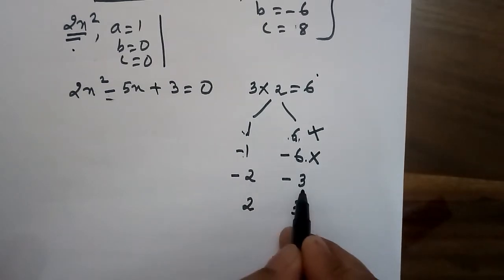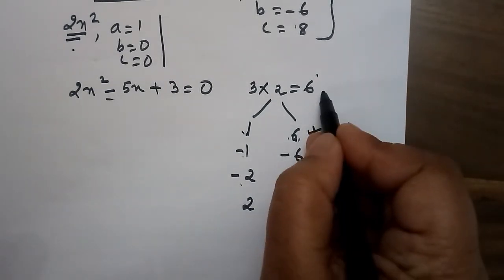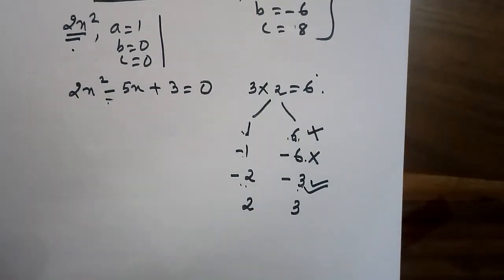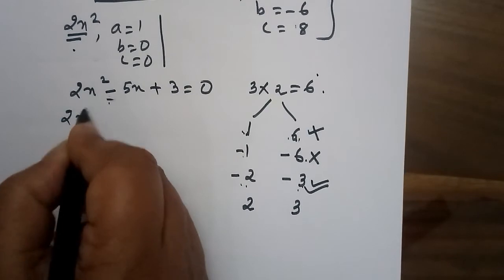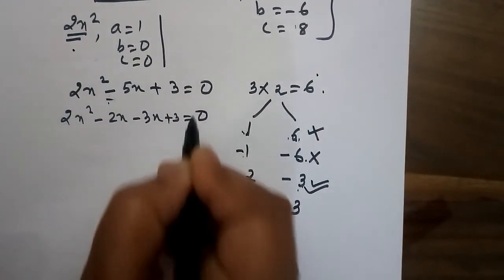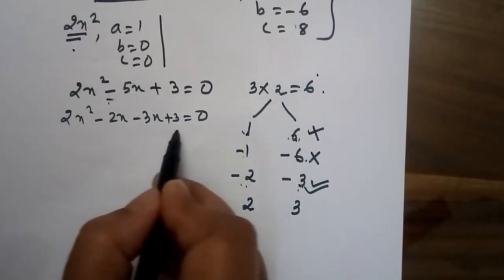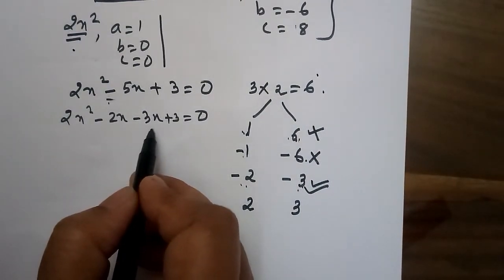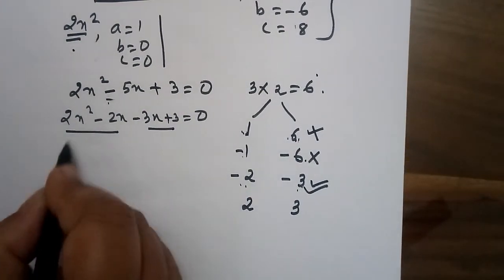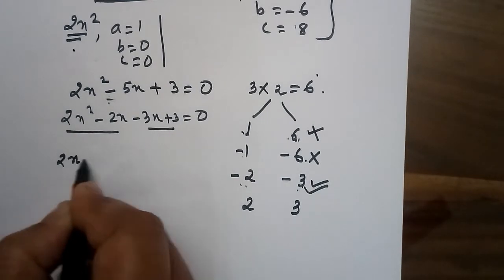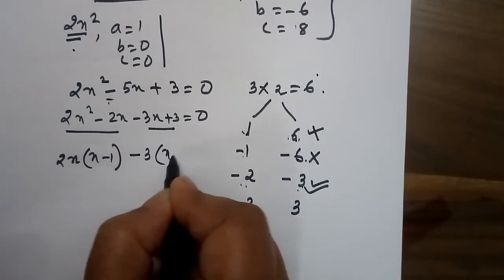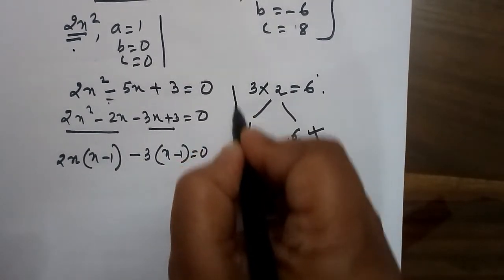Next I come to minus 2 and minus 3. I multiply them, I get plus 6. I add them, I get minus 5. So this is my required answer. So I write it over here, 2x square minus 2x minus 3x plus 3 equal to 0. What have I done? I have split my middle term into two parts. Next step is I combine these two, and I combine these two, and take out common. So the first two terms have 2x as common, so it becomes x minus 1. Minus 3 I take out common, again x minus 1 equal to 0.